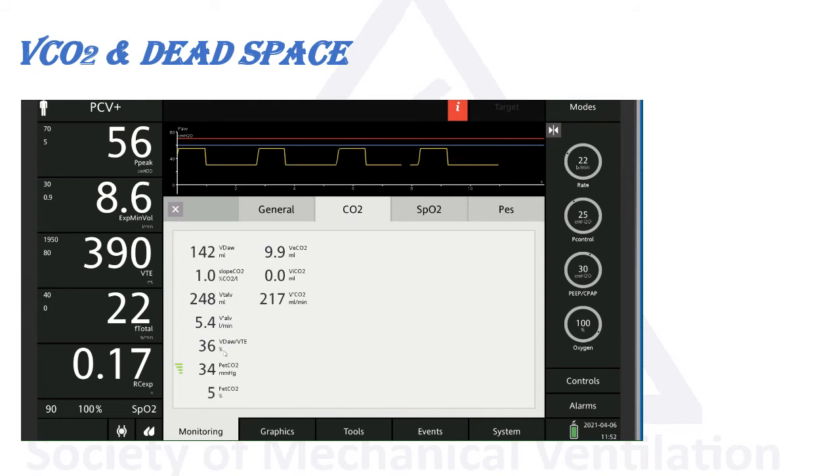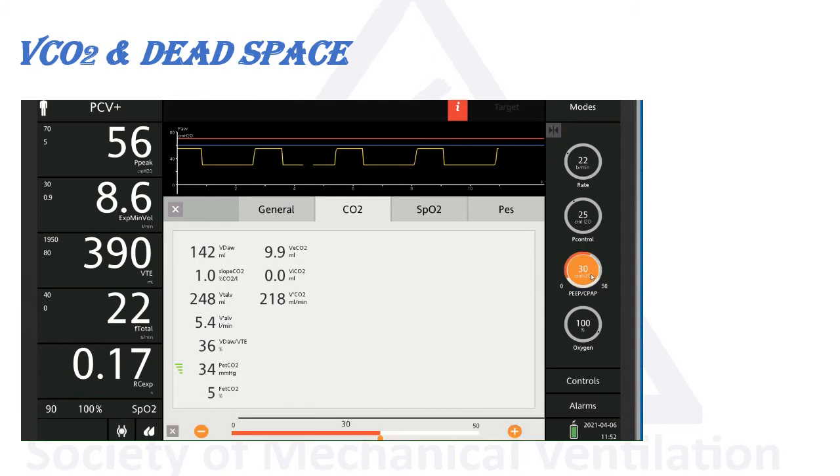The dead space percentage is about 36%. So where do we get that? It's tidal volume per breath, and that's dead space volume. So the alveolar volume is 248, and the percentage of the dead space to tidal volume is 36%. Usually in normal it's 25 to 30%.